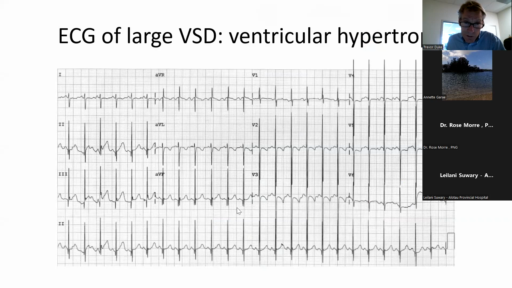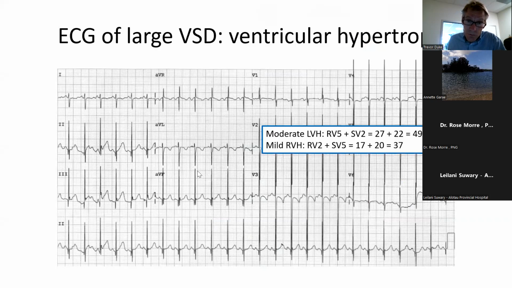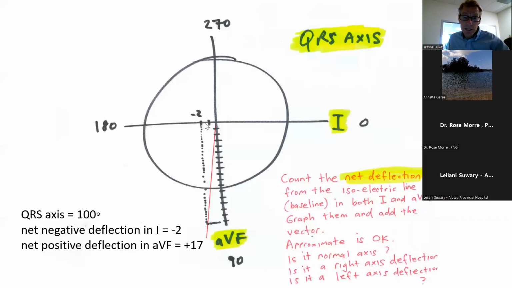And in aVF, the net deflection is positive. It's probably 5, 10, 15, 16, 17, 18 up and 4 down, so probably about 15 net deflection. So the net deflection is negative in lead 1 and positive in lead aVF. You just draw a vector diagram and you can see that the QRS axis is more than 90 degrees. And when you've got congenital heart disease, often there'll be an abnormal QRS axis.